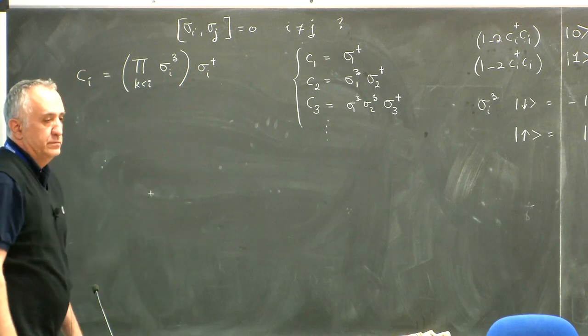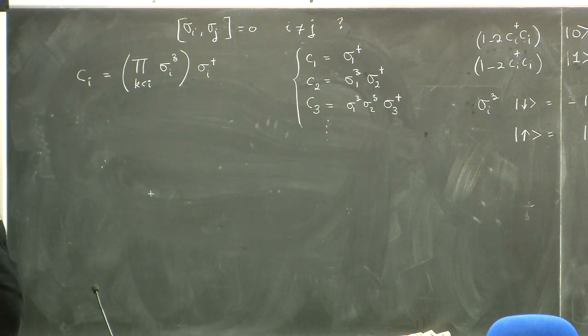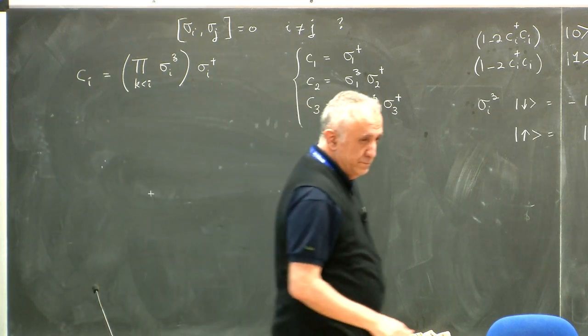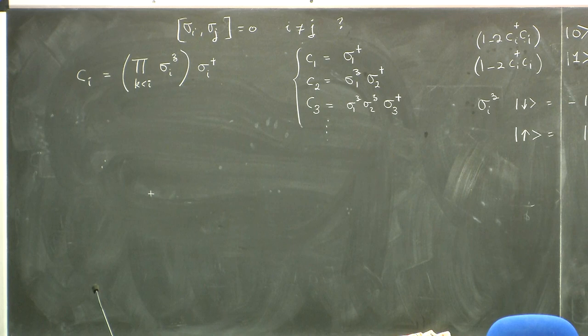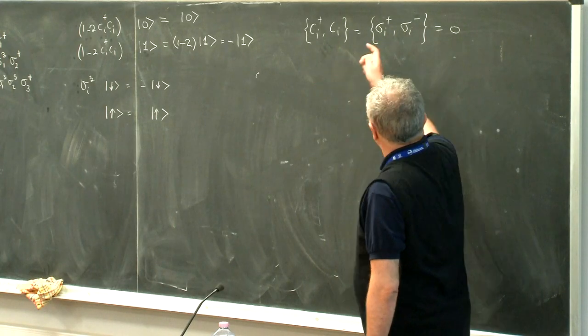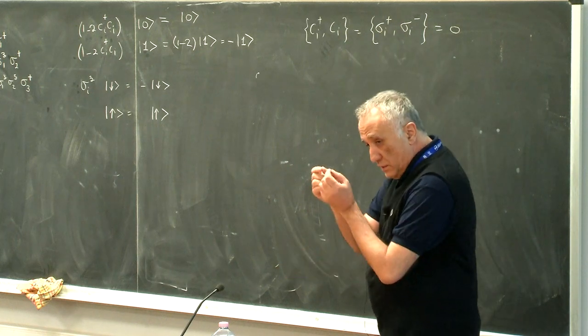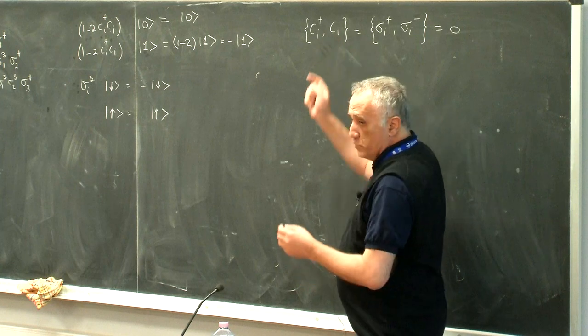That's what this formula was. What's the problem? I was asking why it is a problem that sigma_i, sigma_j commute. I want to make a correspondence from the Ising model to the fermion model. In the Ising model, sigma_i plus and sigma_i minus anticommute on the same site. So do fermions. So this is okay.